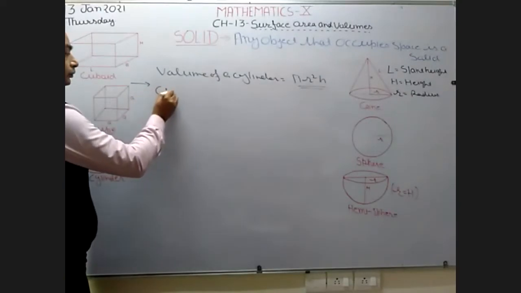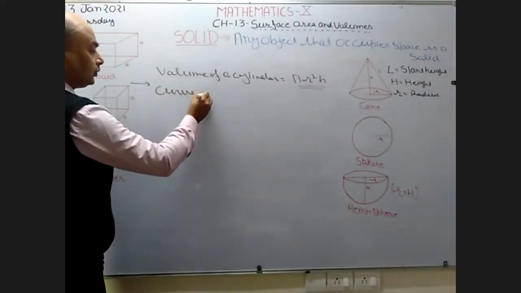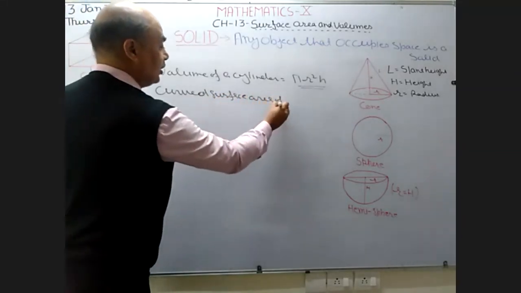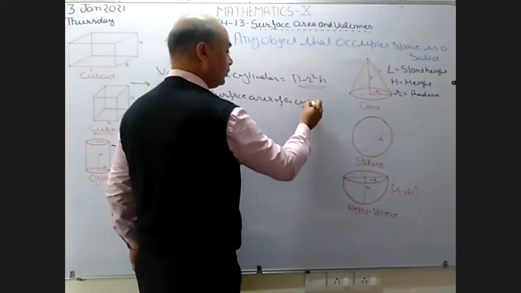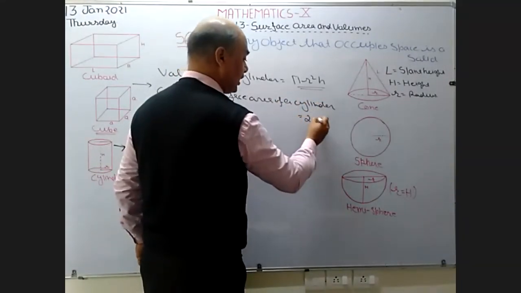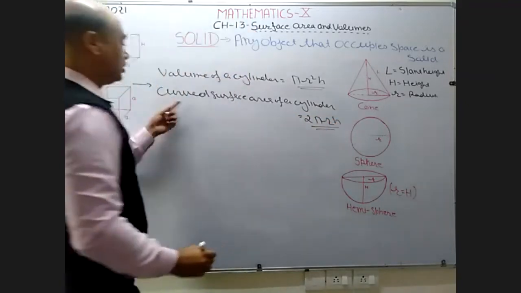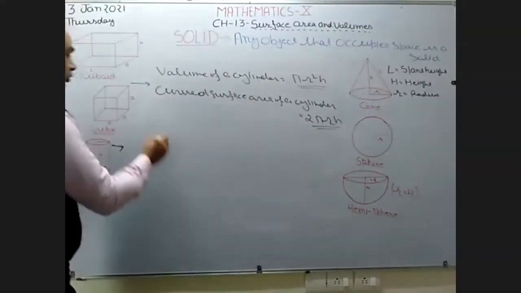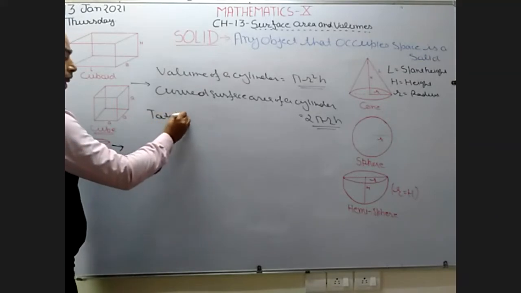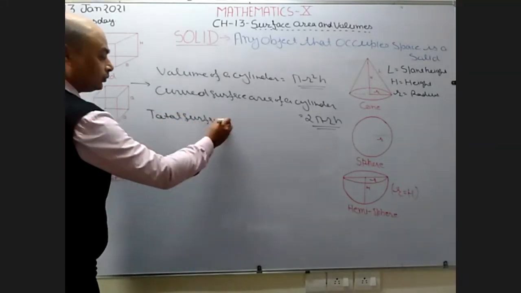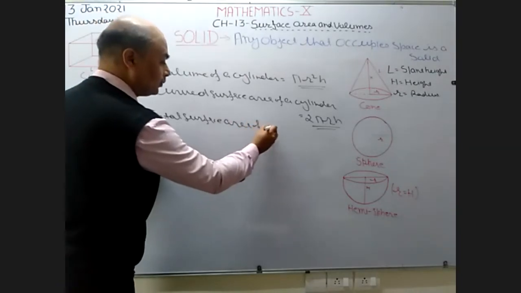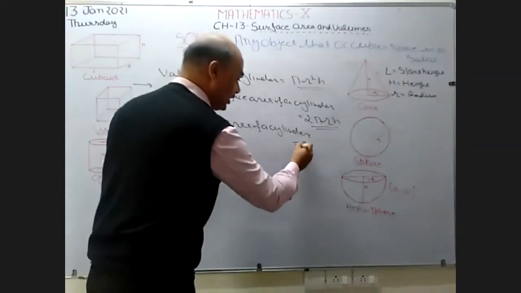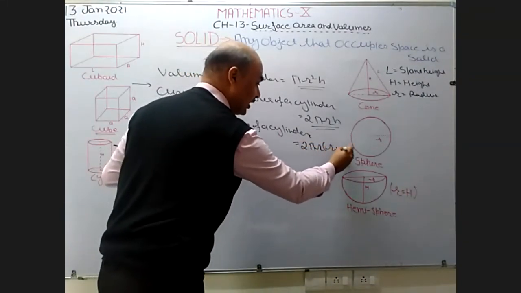Now the next one is the curved surface area of a cylinder. The formula is 2 pi r h. For finding the curved surface area of a cylinder, the formula is 2 pi r h. For finding the volume of a cylinder, the formula is pi r square h. So the next one is total surface area. To find the total surface area of a cylinder, the formula is 2 pi r bracket r plus h.